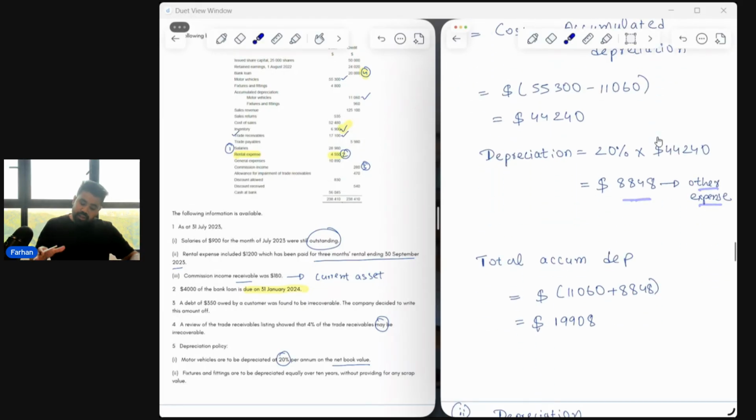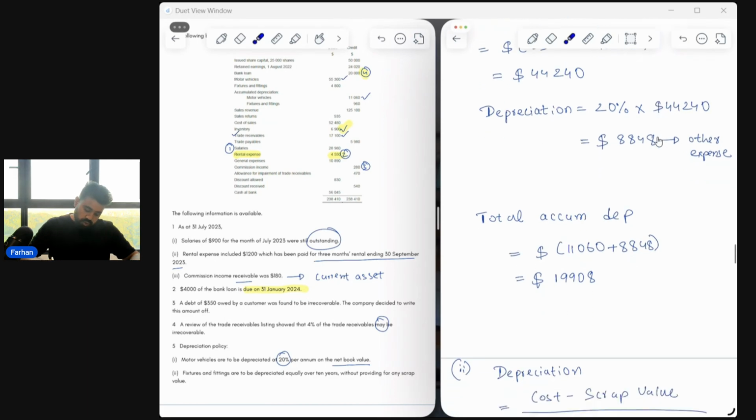And in the balance sheet, or the statement of financial position, you will show the total accumulated depreciation for motor vehicles, and that would be the 11,060 from the previous year, plus an additional 8,848 for the 12 months in this year, and that would be a total of 19,908.